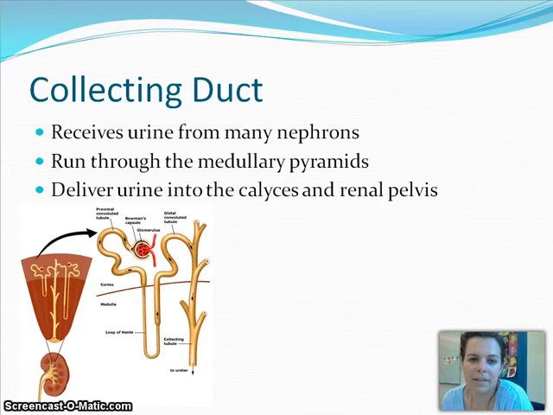The collecting duct receives urine from many different nephrons. You can see the picture of that here. So here's a nephron and here's a nephron, and urine's going into the collecting duct. And what that does is it delivers urine to the calyces and to the renal pelvis and collects urine to go into the ureter.